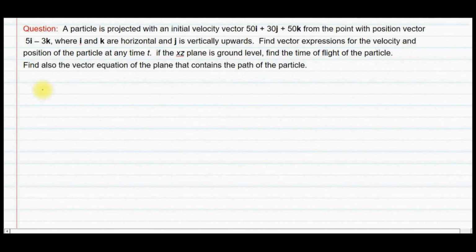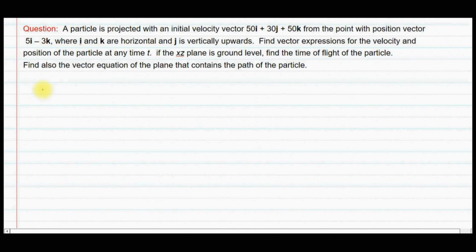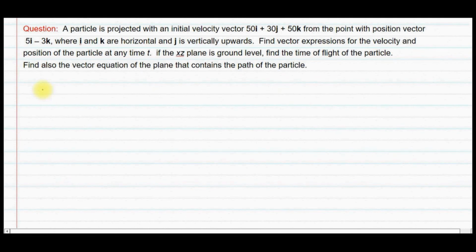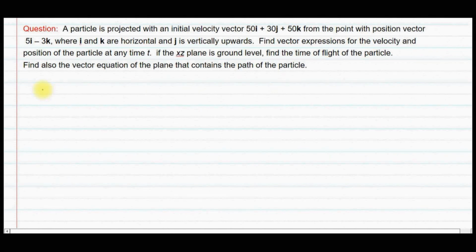Hello, in this video I will be solving a problem on projectile motion, and it's taken from the 1986 edition of Bostock and Chandler's book called Further Mechanics and Probability. It is exercise 5a, problem 6. Let me read the problem aloud.